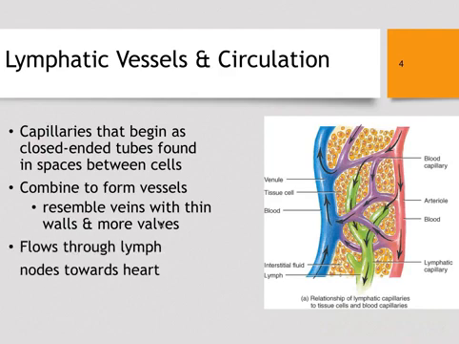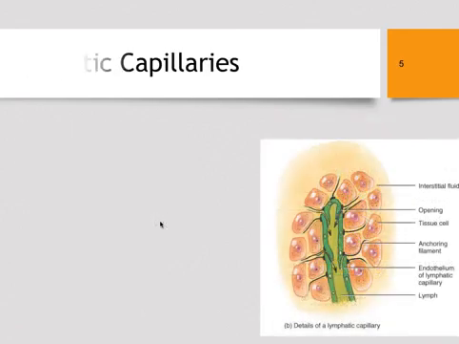Okay. And basically, these vessels will come together. They will flow through lymph nodes as the lymph is being brought toward the heart. Okay, and eventually, lymph is emptied into very large veins. So we're going to take a look at that in a bit.